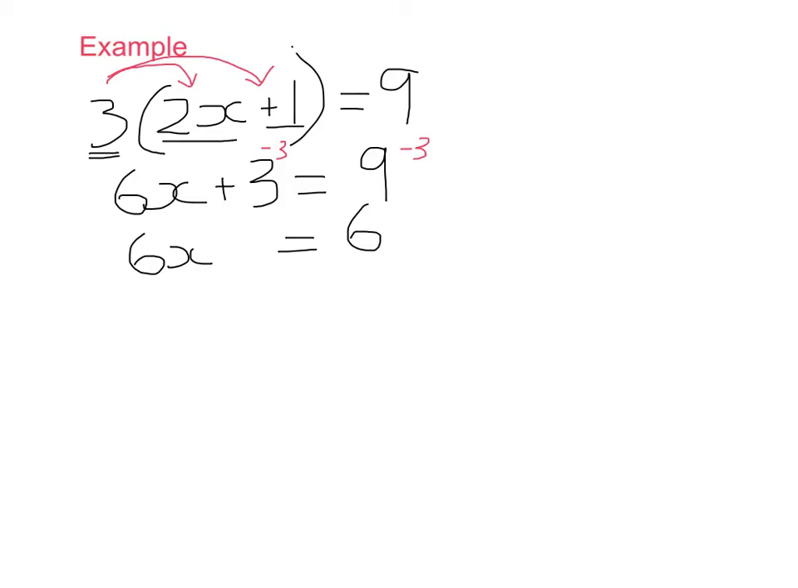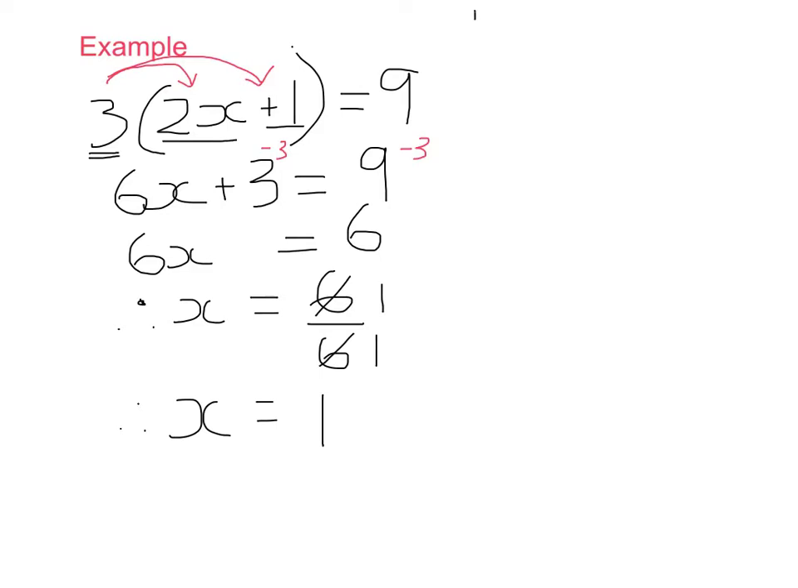So therefore, if 6x equals 6, x equals 6 on 6, 1, therefore x equals 1. Really straightforward, guys. Really quite a simple equation. All we have to remember to do is to execute the operations in brackets first.